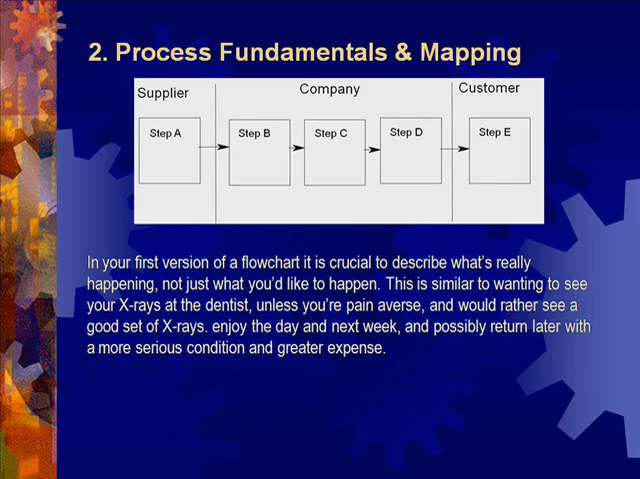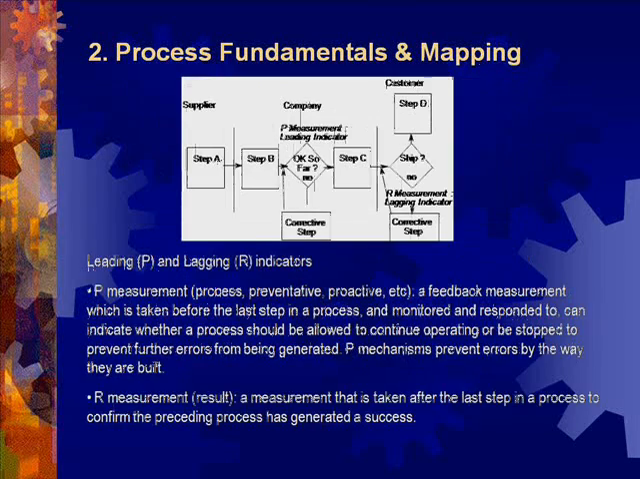In trying to improve a process, it's very important that in the first version, you really try to describe how things are actually happening. You want to find out what's really going on. Process improvement done well helps you see things you haven't seen before.